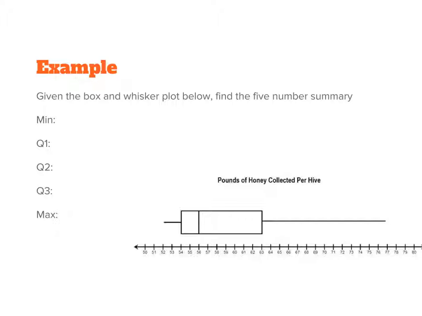Go ahead and pause the video, do this last one on your own, and then hit play and see how you did. For this one, you should have gotten that the min is 52, the Q1 is 54, Q2 is 56, Q3 is 63, and our max is 77.